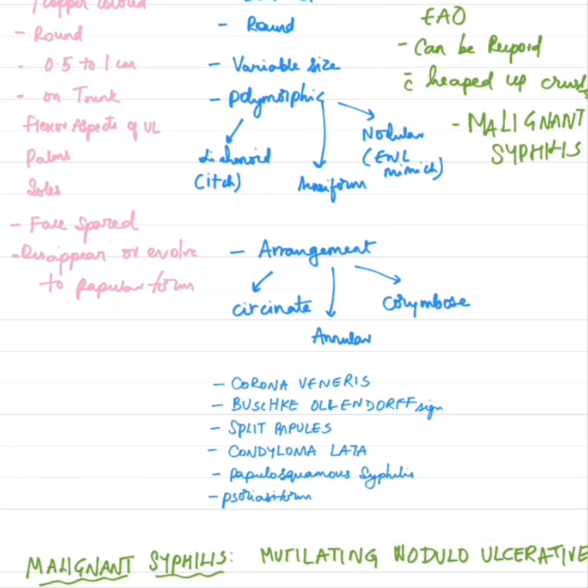There are certain terms one should be aware of when it comes to papillary syphilitic lesions. First is the corona veneris. It is the occurrence of dense papules on the forehead along the hairline, giving a crown-like pattern. Then the Buschke-Ollendorff sign. It is elicitation of deep tenderness on the rash by pressing it with a small blunt object. And then condyloma latum.